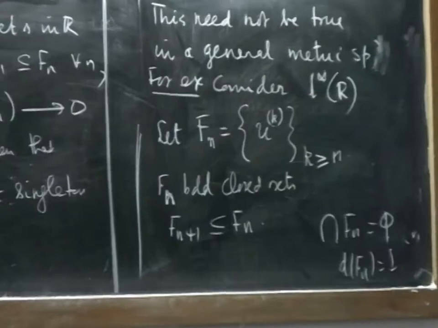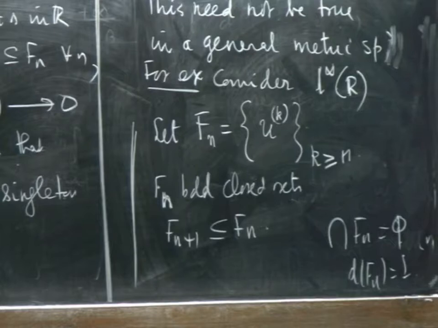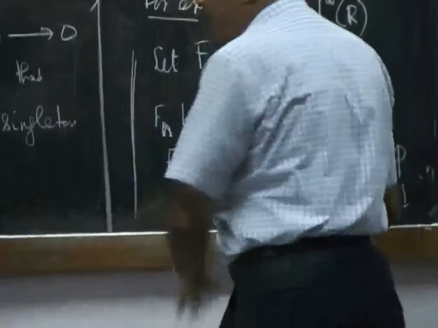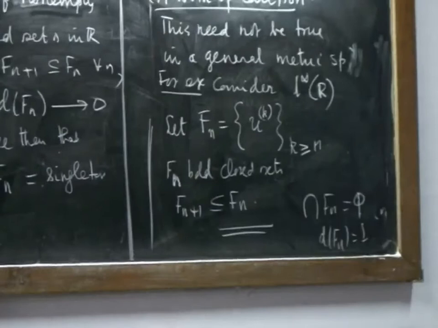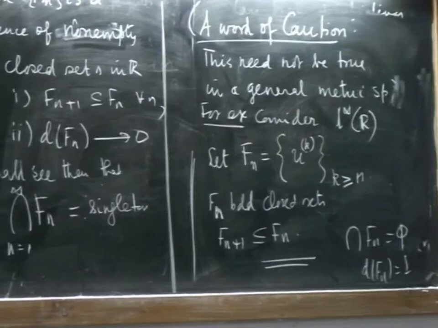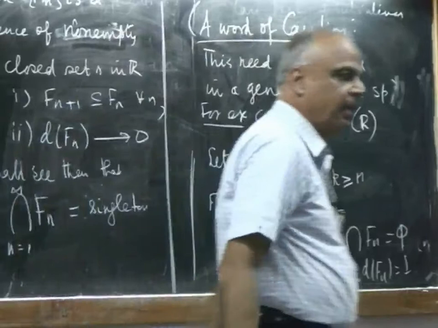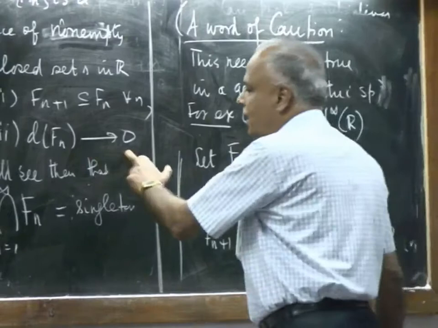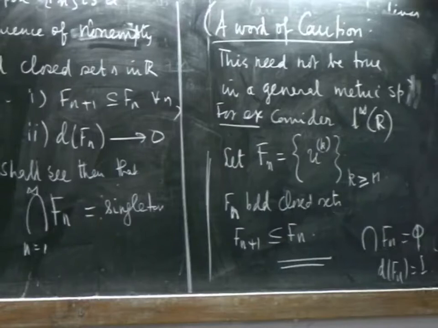So for this condition for non-empty singleton, the diameter going down to 0 was an important condition. I have to modify this example, I will do it later. For the time being, that word of caution will remain as it is. Okay. Now, I will just indicate a proof of it: if you have a sequence of closed sets in the real line, all non-empty, all bounded, and they are shrinking, and their diameter is going down to 0, then the intersection must be one single point. Okay, first of all, let us even hold the diameter going down to 0.